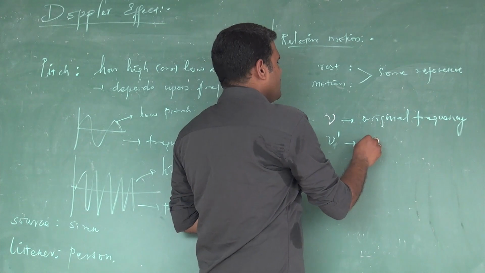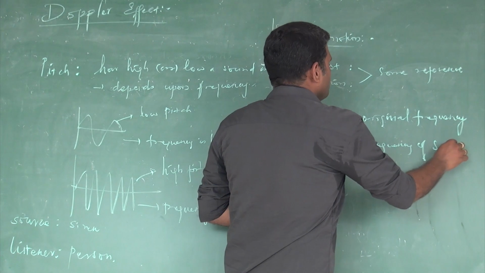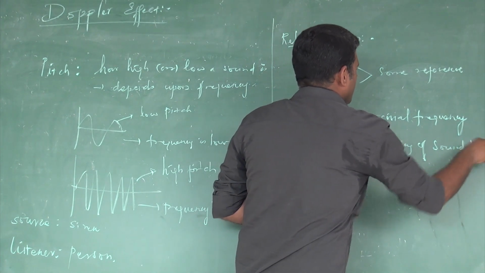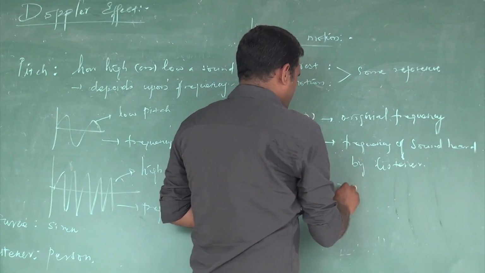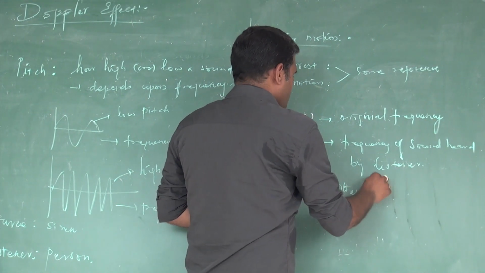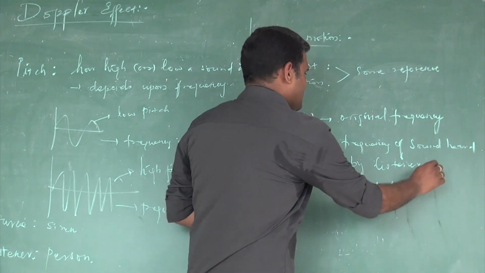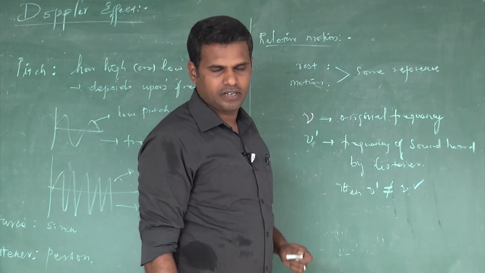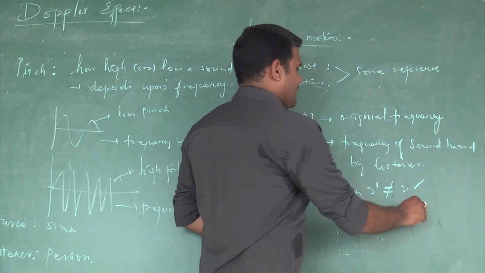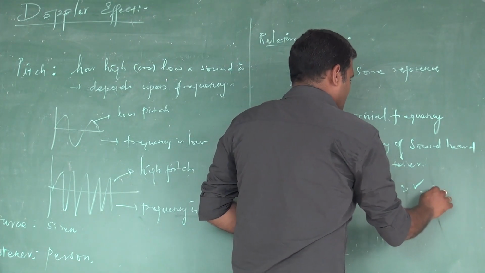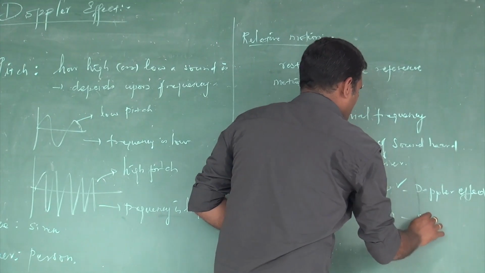Nu prime is the frequency of sound heard by the listener. Then nu prime will not be the same as nu. If this condition exists, then there is a Doppler effect. If nu prime is the same as nu, then there is no Doppler effect. Here there is a Doppler effect. There is no Doppler effect.